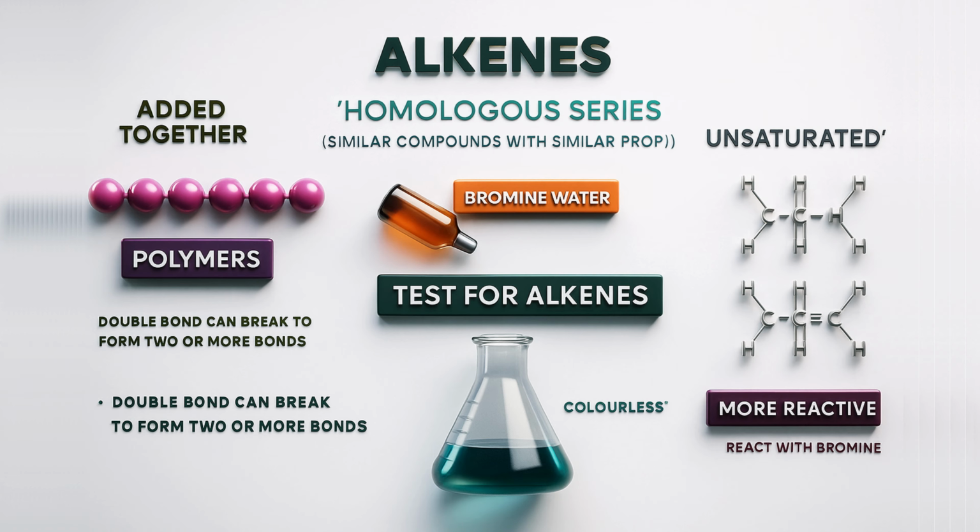In summary, cracking is a vital process that transforms large, less useful hydrocarbons into smaller, more useful ones, including alkenes, which are not only important for making fuels, but also for manufacturing plastics and many other chemicals. Alkenes are unsaturated, more reactive, and can be easily identified using the bromine water test.